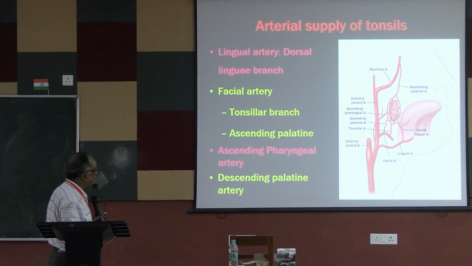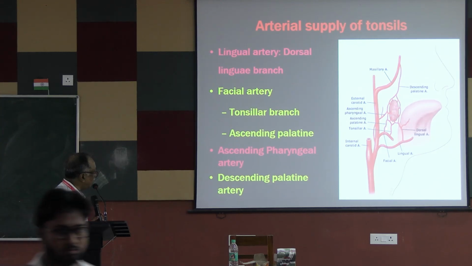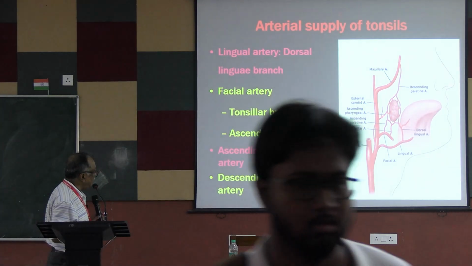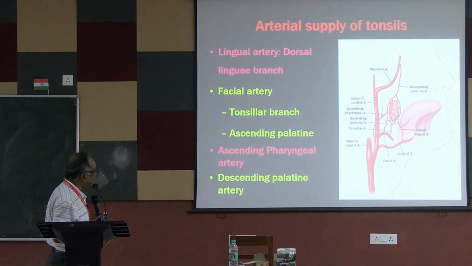This is the maxillary artery, that is the descending palatine artery, and this is the facial artery, the ascending pharyngeal artery. This is the external carotid artery, this is the internal carotid artery, this is the tonsillar artery from the facial artery, and there is also another, the ascending palatine artery from the facial artery, and from the lingual artery, that is the dorsal lingual, to the tonsillar artery. This is the arterial supply mainly.